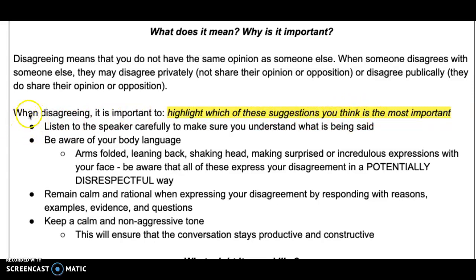Listen to the speaker carefully to make sure you understand what is being said. Be aware of your body language. Arms folded, leaning back, shaking head, making surprised or incredulous expressions with your face. Be aware that all of these express your disagreement in a potentially disrespectful way. Remain calm and rational when expressing your disagreement by responding with reasons, examples, evidence, and questions. And keep a calm and non-aggressive tone. This will ensure that the conversation stays productive and constructive. So please highlight which one of these you think is the most important.